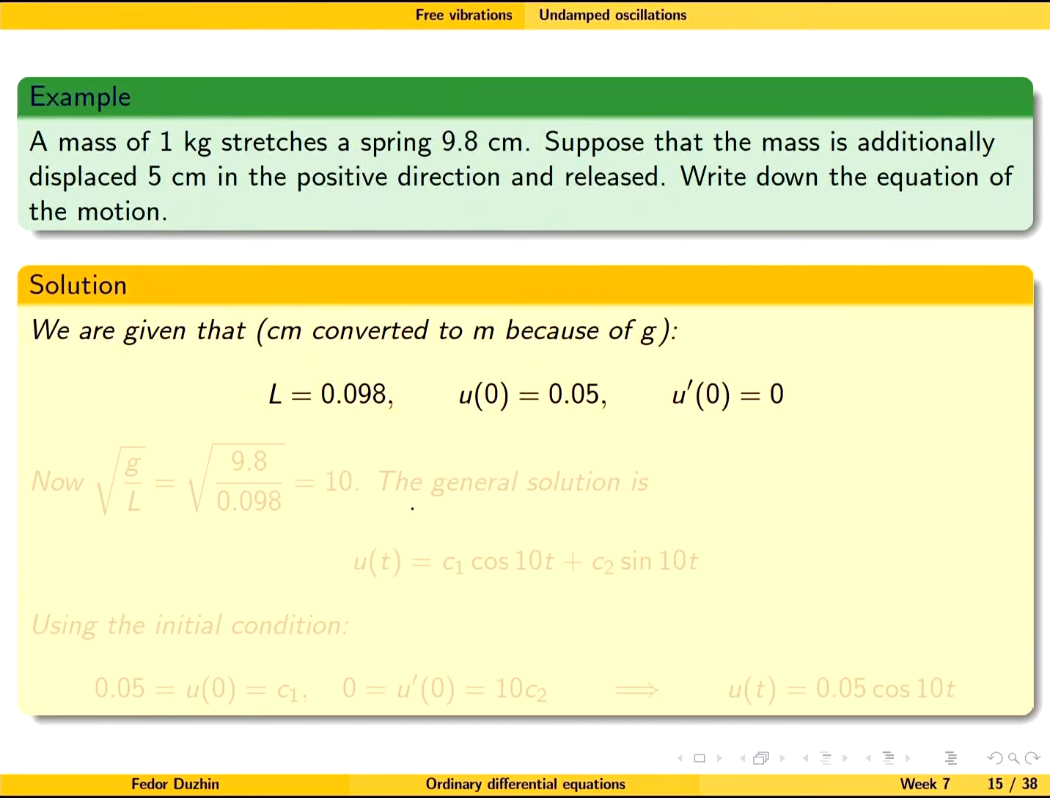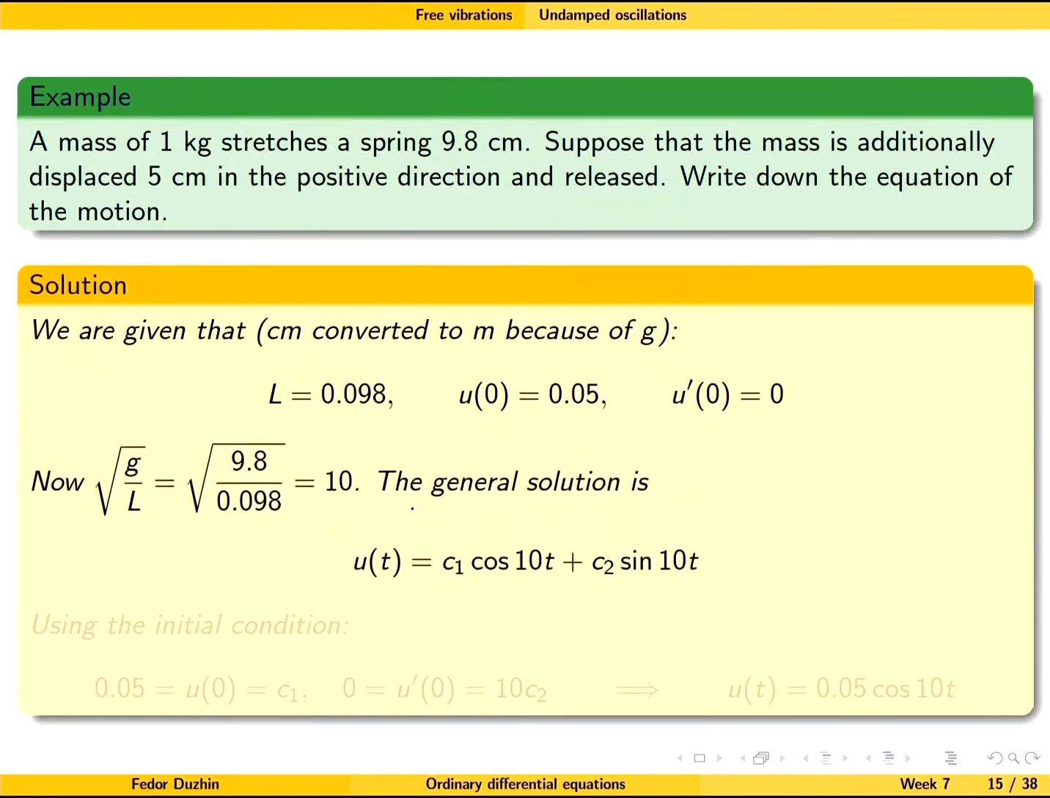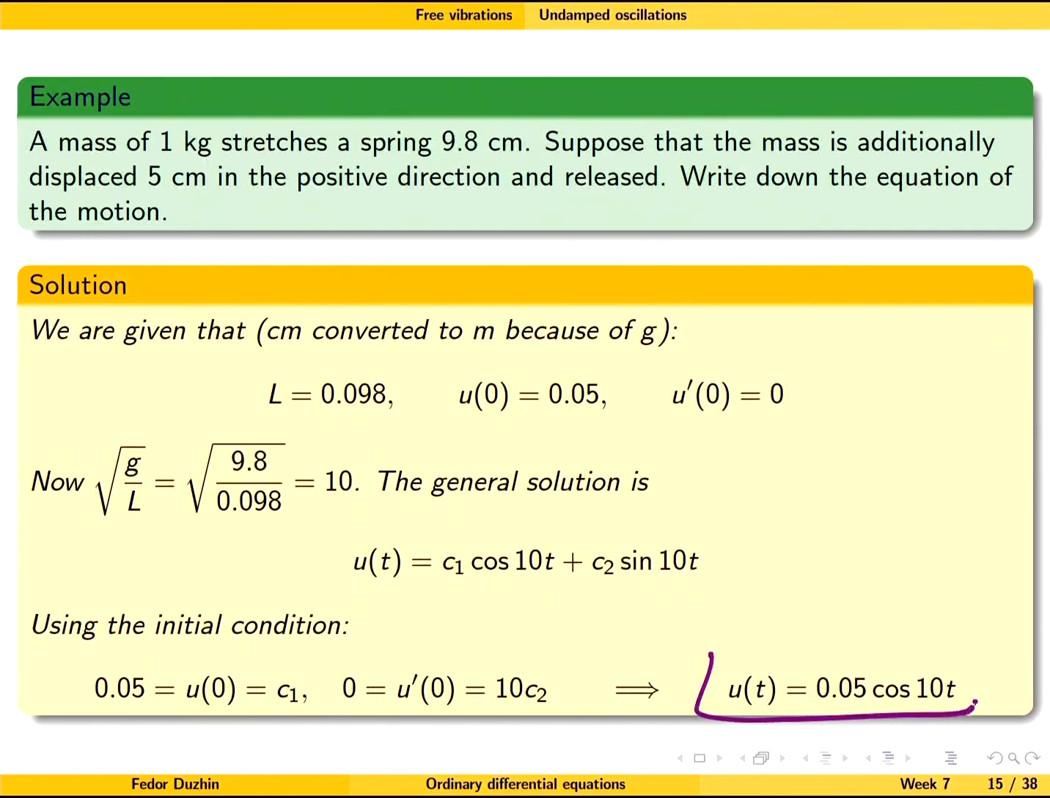Alright, so let me go through this. A good idea is to convert everything from the start to the same units, because otherwise it will be a mess and you will get confused. So now we are going to convert everything to meters, because g is measured in meters per second square. So this is all the data that we have in meters rather than in centimeters. Then we have computed the square root of g over L, and then this is the general solution. And now, using the initial condition, we can solve for the constants. What we see is that one of the constants is just 0, and the other one can be deduced. So the answer is this.